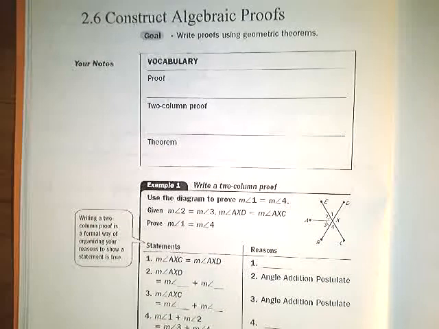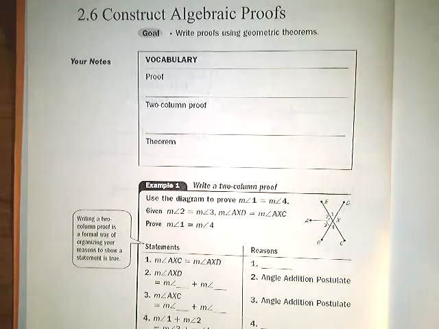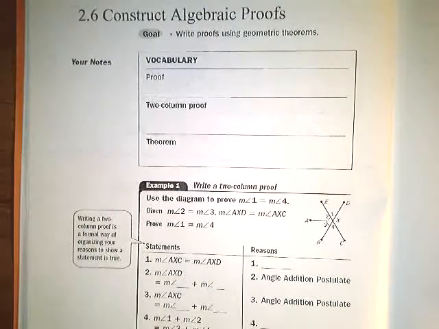A theorem is basically a rule that we use, a statement that we already know is generally true, like a triangle has 3 sides, that we can apply to help us make logical deductions and logical conclusions when we're making a proof.